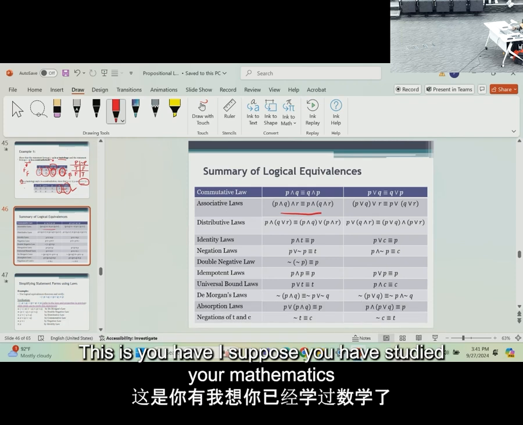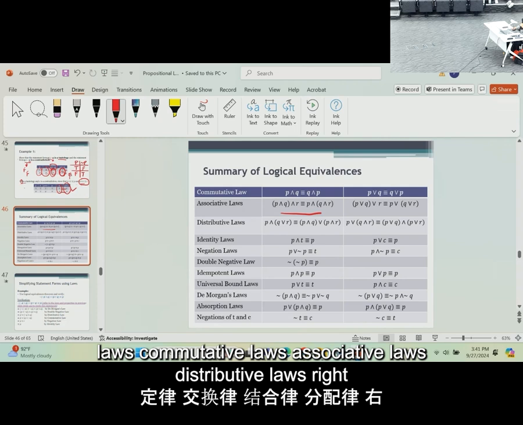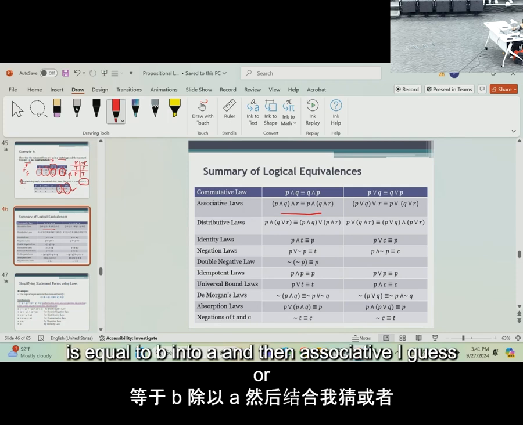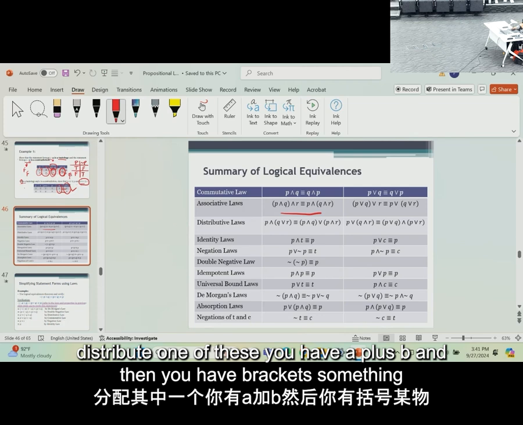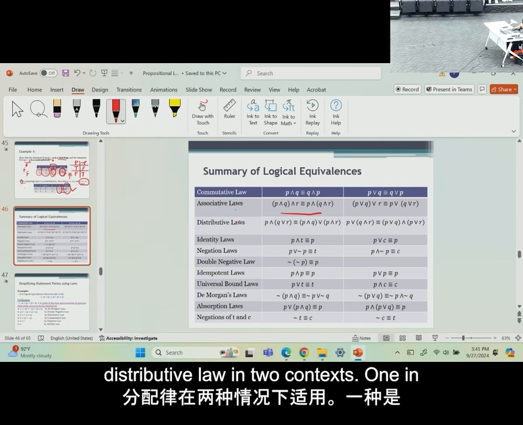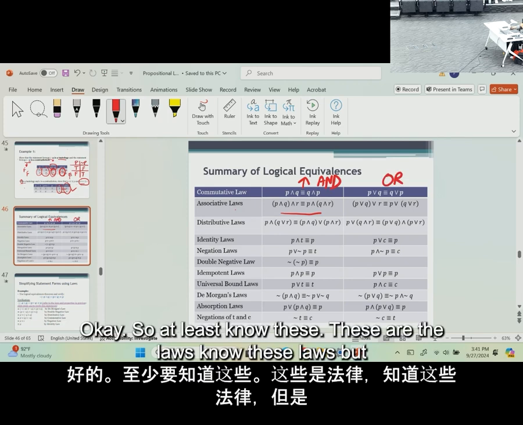I suppose you have studied mathematics, so in algebra, right? There you have some properties, some laws: commutative laws, associative laws, distributive laws, right? So a plus b is equal to b plus a, a into b is equal to b into a, and then associative, I guess, or distributive, one of these. You have a plus b and then you have brackets, something like that. So they are similar. You have the commutative law, the associative law, the distributive law in 2 contexts: one in the AND context, and second in the OR context. Okay, so at least know these.